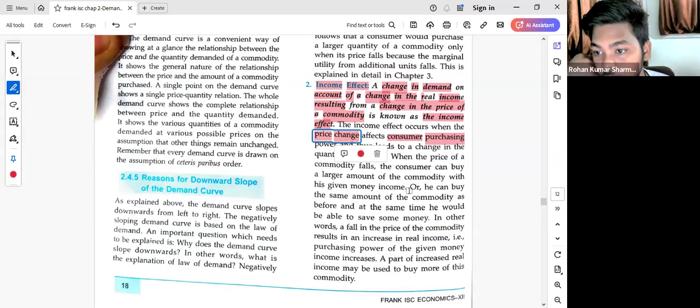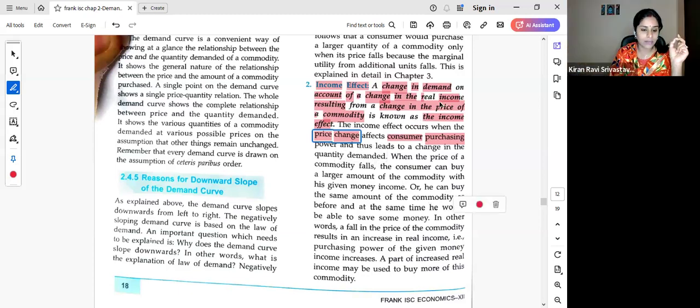So remember, there is something called real income. Many a time in economics, you will be coming across this word, real income. In reality, the income does not increase, but the purchasing power increases due to some other reasons. And thus it leads to a change in the quantity demanded. So what is my quantity demanded? From 1, it has changed to 2. So price falls, quantity demanded increases. Again, see, at every point, the law of demand is getting satisfied. Price falls, demand rises.